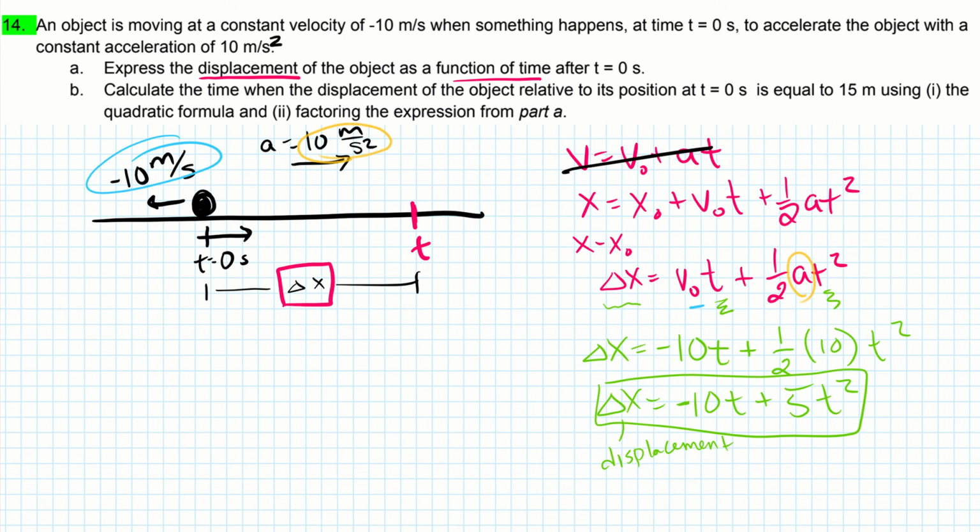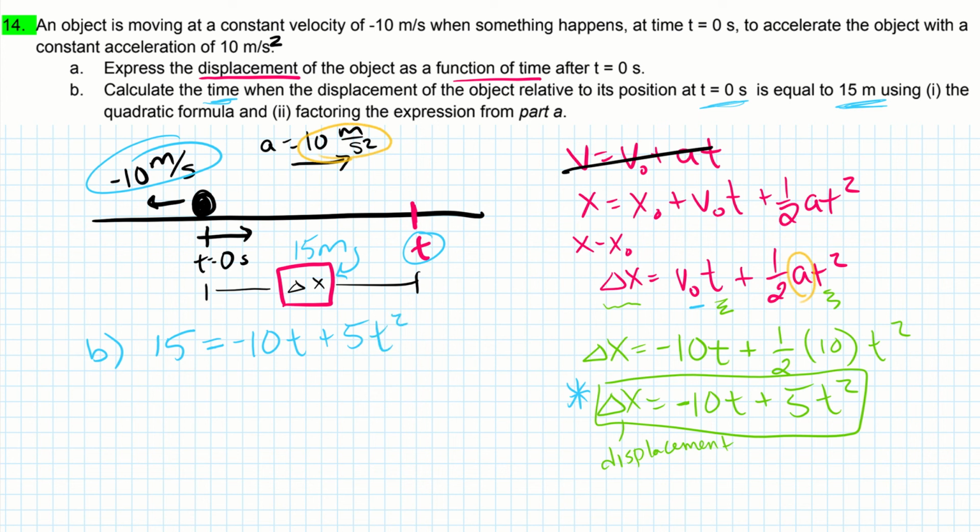Part B of this question 14 is a little bit more involved. B asks us to calculate the time. So we're looking for the time when the displacement relative to t equals 0 is equal to 15 meters. So in our reference frame, we want to calculate the time when our displacement is 15 meters. The good thing is we already have our equation, and we want to plug in for delta x. That's going to be the 15 that we plug in. So here's our equation: 15 equals negative 10t plus 5t squared.